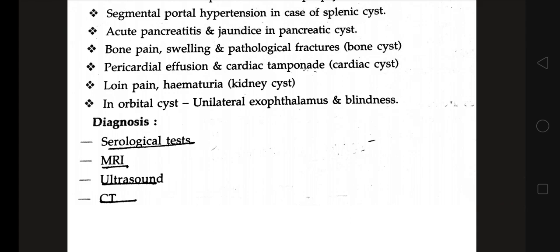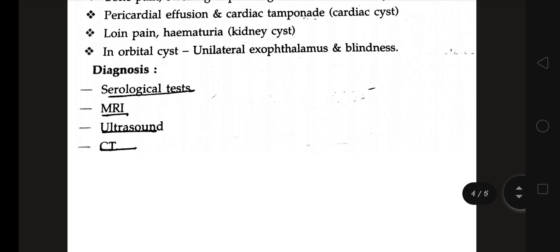If it is in the kidney, it may cause local pain, loin pain, and hematuria. In an orbital cyst, that is in the eye region, it may cause unilateral exophthalmos and blindness. Diagnosis can be done through serological tests, MRI (magnetic resonance imaging), ultrasound, and CT scanning. These are the four diagnostic methods which may show the presence of the cyst in the body.